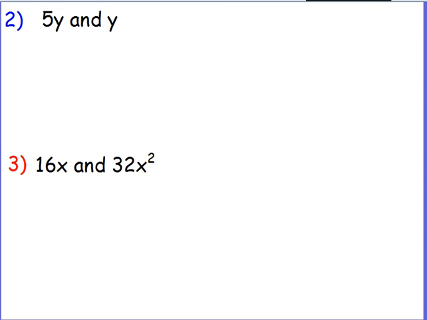Okay, let's look at the next one. If I have 5y and y, well, 5y has a few factors. I could have 1 times 5y. I could have 5 times y. For y, I just have 1 times y. So their greatest common factor, what's in common here, is just y. So the GCF here is the variable y, or 1y.